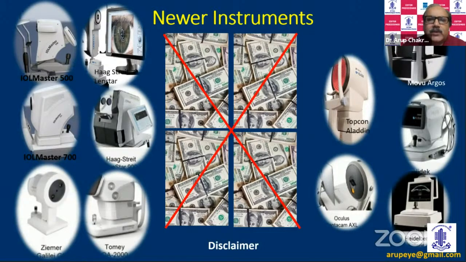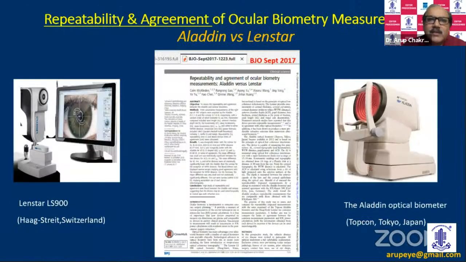no financial interest. In 1999 we had the first optical biometer coming in, the IOL Master 500. Then there was a series of similar standard optical biometers that came in. So the question arises: is there any one particular type of biometer superior to the rest of the biometers as far as the standard optical biometers?